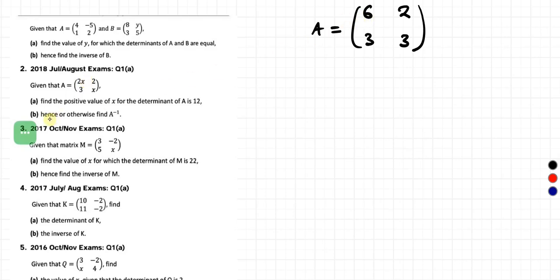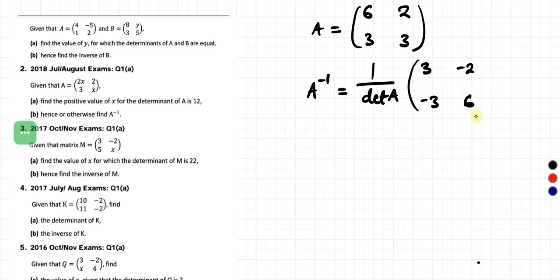Now on this part it is saying hence or otherwise find the inverse of A. So the inverse of A, like we found for B, is going to be equal to 1 over determinant of A, then open brackets, you swap, this one comes here 3, then 6 comes here, then this you multiply negatives there, so you have -3, then here you have -2, like that. This is the formula for the inverse.